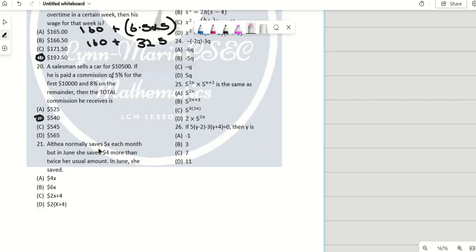Alita normally saves X each month, but in June she saves $4 more than twice her usual amount. Twice her usual amount would be 2 times X, which is 2X, and they say $4 more than that. So it would be 4 plus 2X, which is C.